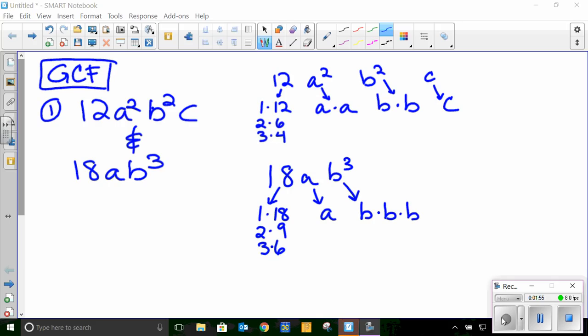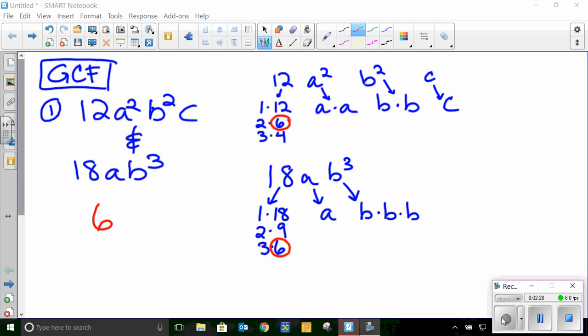Okay, so when we're trying to find the greatest common factor, we're literally finding what these two have in common, and of course the largest one. So as we're looking at these, I can see that for my number portion, 6 is my largest number that they have in common. Right here, this 6 and this 6. So I can take a 6 out of 18 and I can take a 6 out of the 12. So this is my greatest common factor between this 12 and the 18.